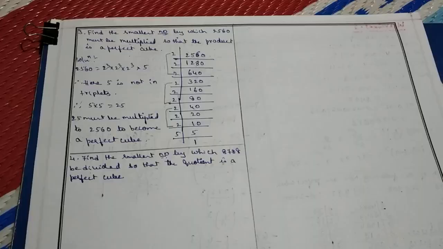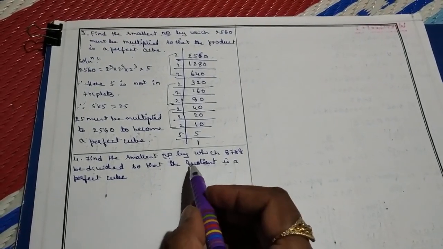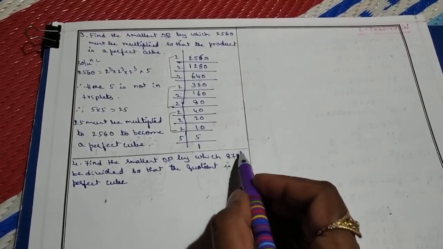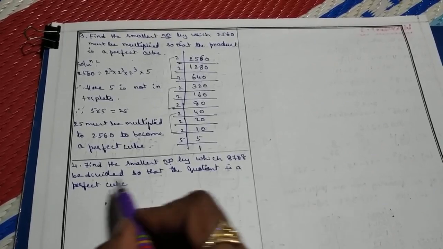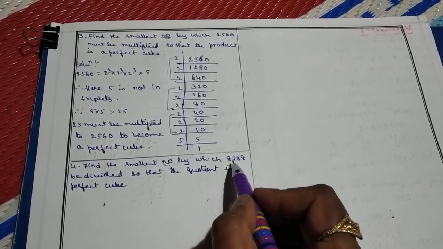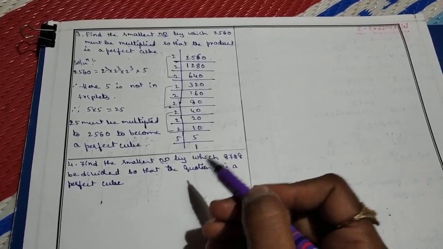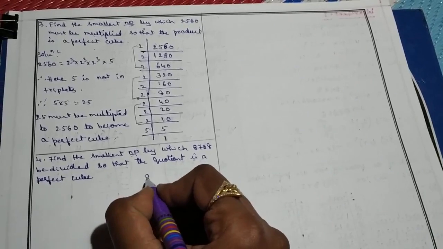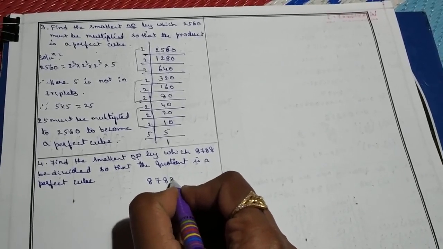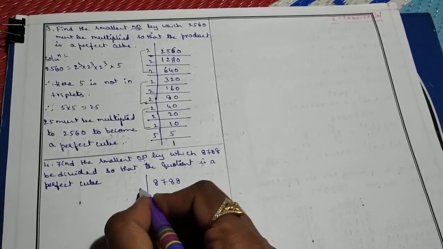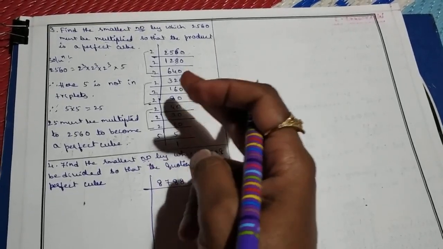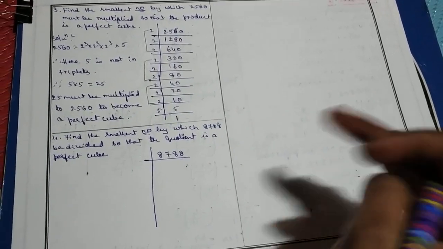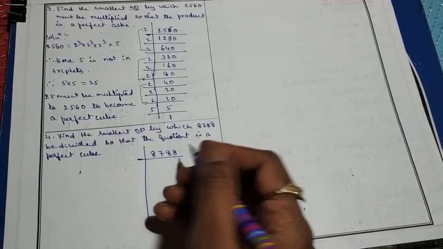So let me move to the fourth question. Find the smallest number by which 8788 must be divided, meaning it is not a perfect cube, so that the quotient is a perfect cube. So after dividing this with some number, the quotient we get is the perfect cube. So here let us find the factors of 8788 first. Same as the previous question, but in the previous question it was asked what number should be multiplied, but in this question he is asking what number should be divided into the given number so that the quotient becomes a perfect cube.